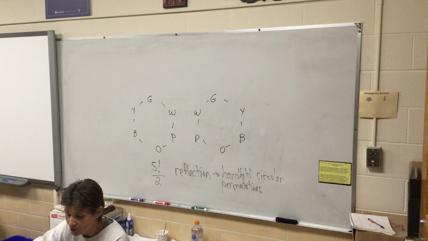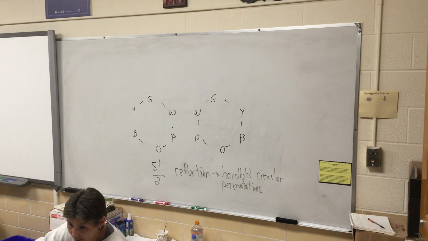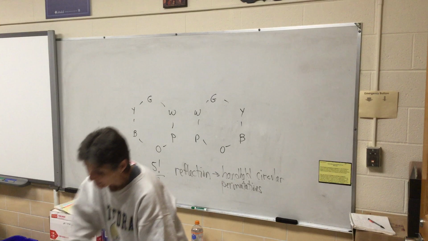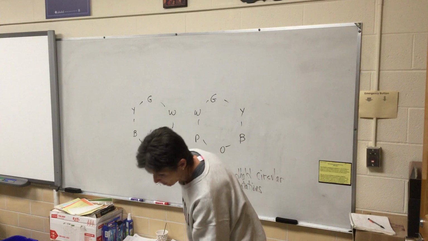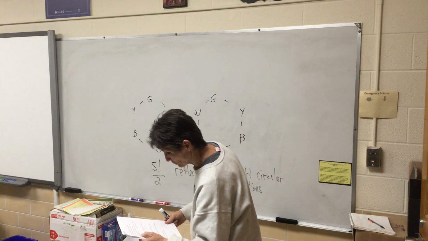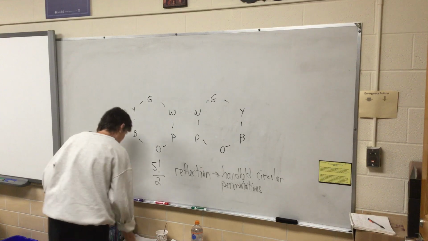What are some circular things you can hold in your hand besides a key ring? Bracelet. A watch. Well, yeah, we wouldn't be arranging things on a watch probably, but it would be a handheld circular permutation. Basically, it's key rings, bracelets, and necklaces. That's about it that you're going to worry about these reflections for. So the answer to that problem is 5 factorial over 2.